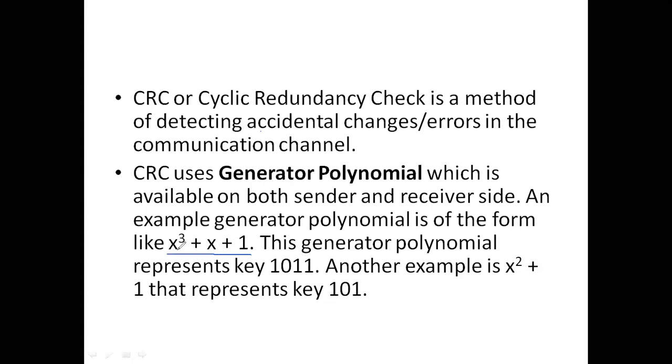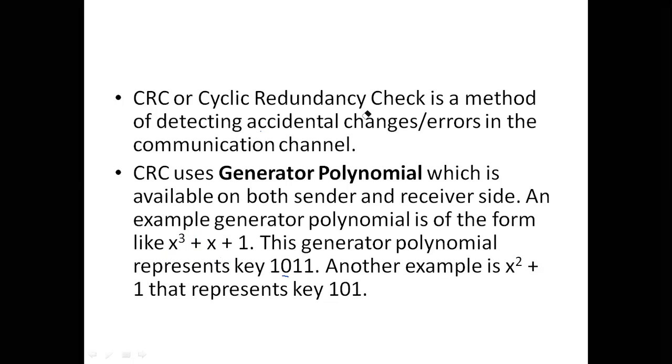In between, some degree is missing, that is x square is missing. So at the place of x square we can put 0. x cube exists, so at this place we can put 1. x square is missing, so 0. x is there, then 1. And x power 0 is also there, then again 1. So what is the polynomial? 1011. So 1011 is the polynomial.